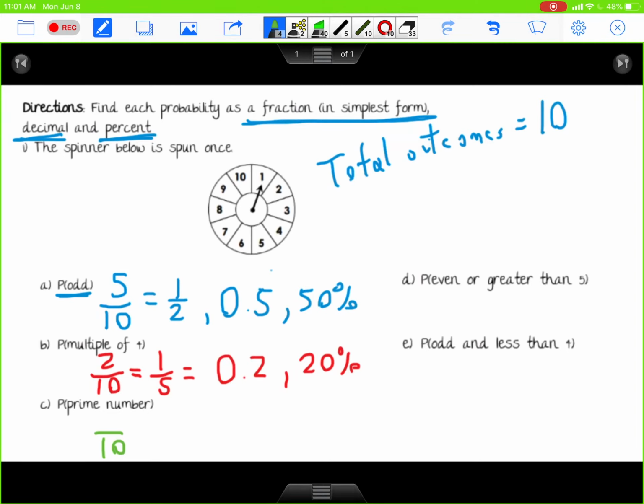Okay, a number that people always forget that is prime is 2. 2 is a prime number. Okay, 3 is a prime number. 5 is a prime number. 7 is a prime number. And that's all we have for our prime numbers.